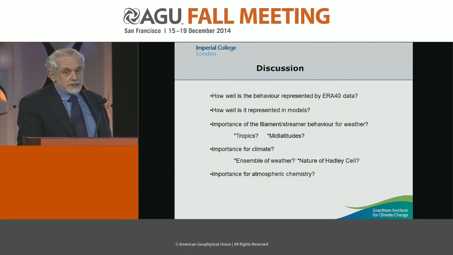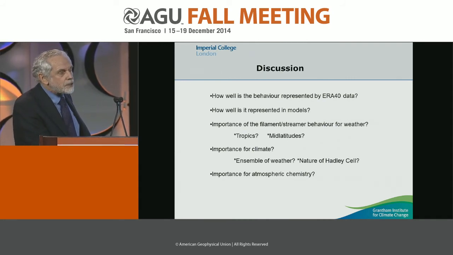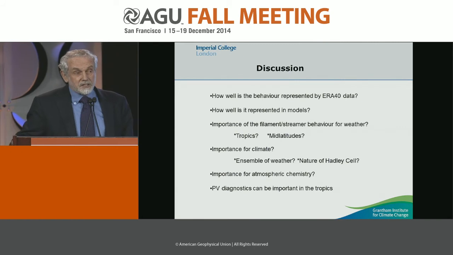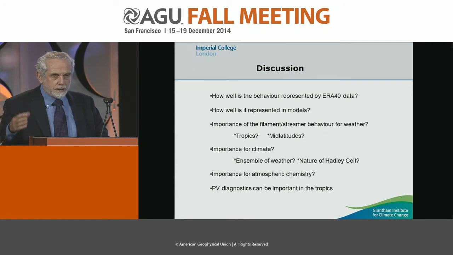So is it important for atmospheric chemistry? Again, if you move undiluted air from one hemisphere to another in this manner, I think that's got to be important. And finally, I come to PV diagnostics are actually not just for extratropical people, they're for tropical people as well, and for those who want to see how the tropics interact with the extratropics and the two hemispheres interact with one another. So thank you.